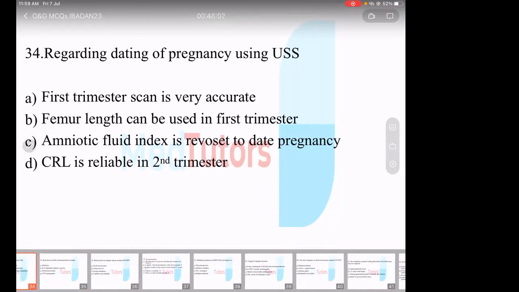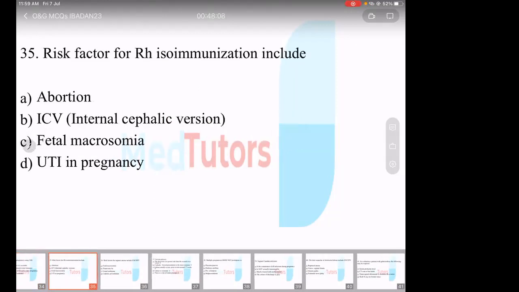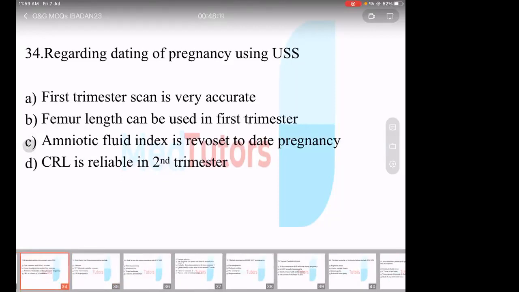And then in your second trimester, that's when you can start to use your femur length. And why amniotic fluid index is not accurate in dating pregnancy is sometimes there can be polyhydramnios, then there can be oligohydramnios, so it won't actually give you an accurate dating of the pregnancy.